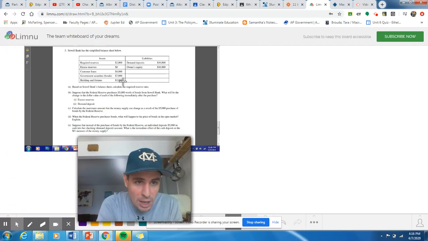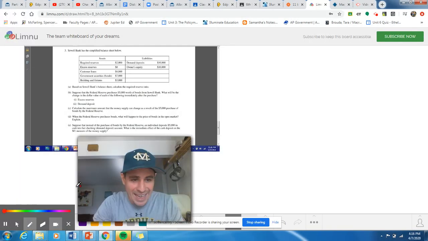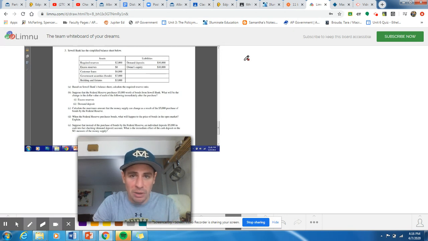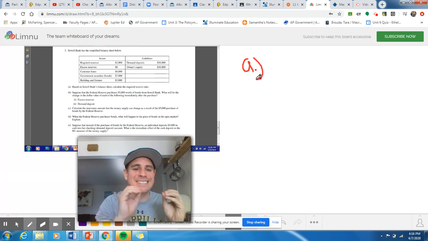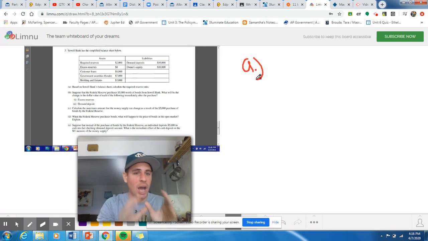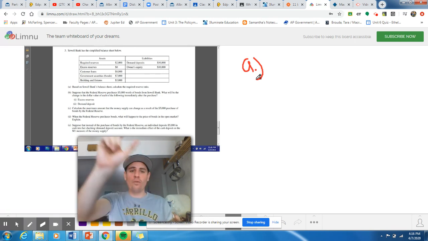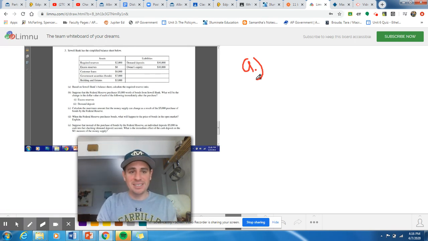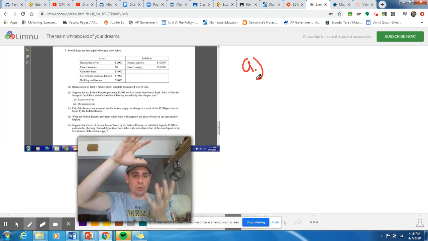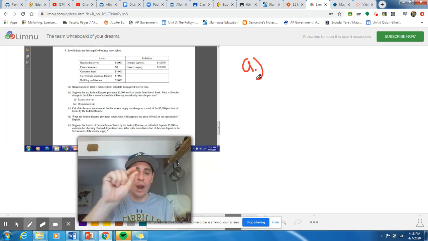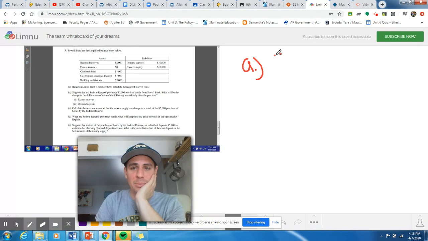Let's move forward. Based on Sewell's bank balance sheet, calculate the reserve requirement. My guess is that's going to be part A, because it's always going to be what is the reserve requirement. In order to know that, you have to know the formula: required reserves over demand deposits. It's not required reserves over the total liabilities. It's not total reserves, which equals required and excess. It's required reserves over demand deposits.